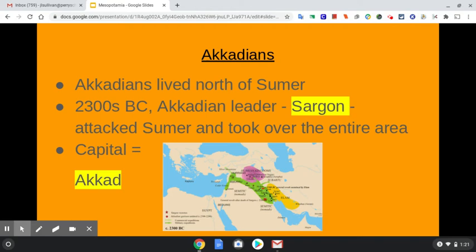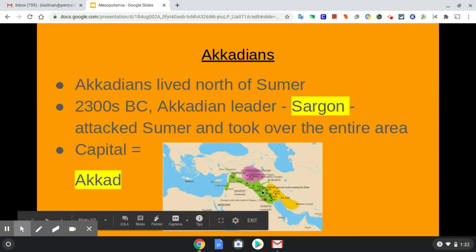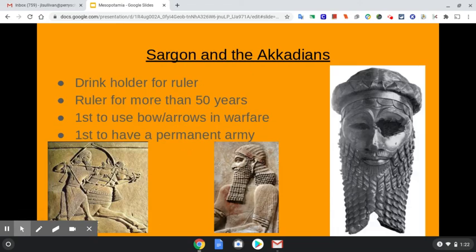So in 2300 BC, a leader kind of took over who became known as Sargon. And Sargon went in and attacked the different city-states in Sumer and was able to take over the entire area. And then he was also able to take over the different city-states in Akkad. And the capital city became Akkad, which is located about right here. But Sargon was able to come through and take over eventually all of this green area that is located on your map.